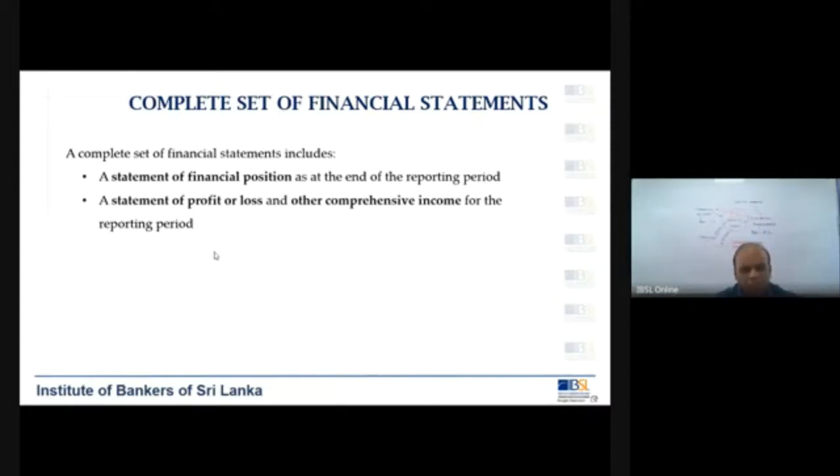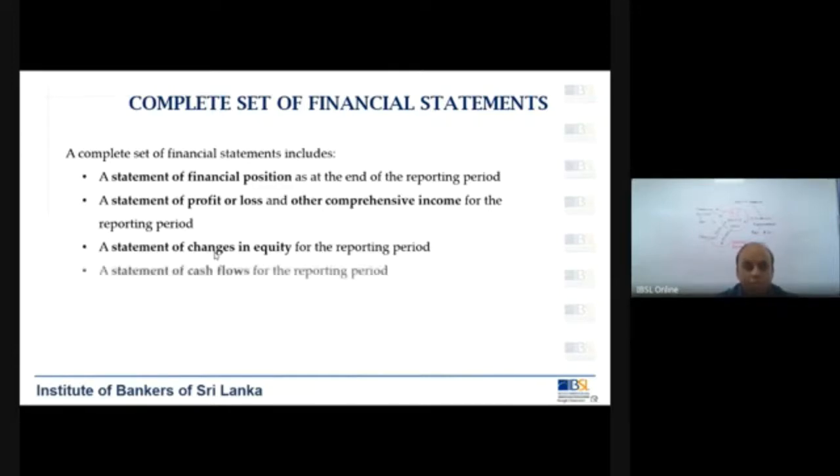So the P&L or the statement of profit or loss and other comprehensive income is for a particular period. That is 1st of Jan, let's say 2020, to 31st December 2020. As I told you, then a statement of changes in equity, which is again for a period. A statement of cash flows, which shows your cash inflows and outflows. Again, it is for a period.